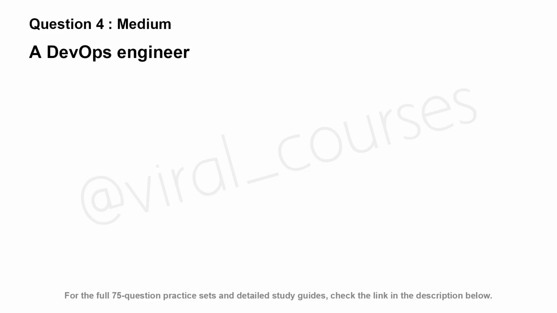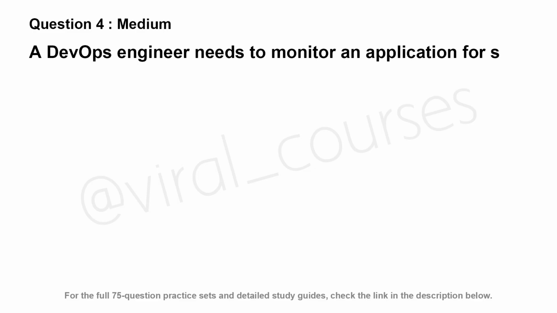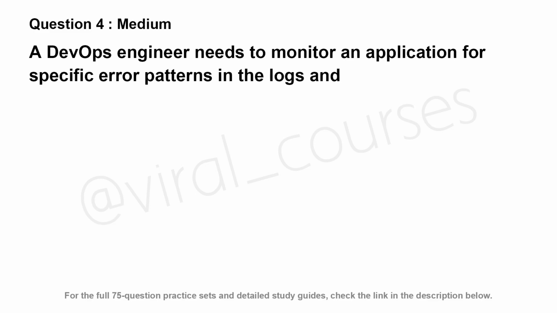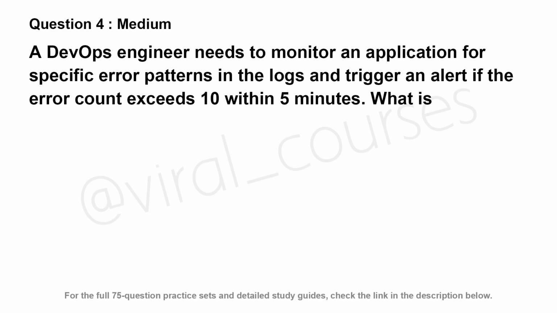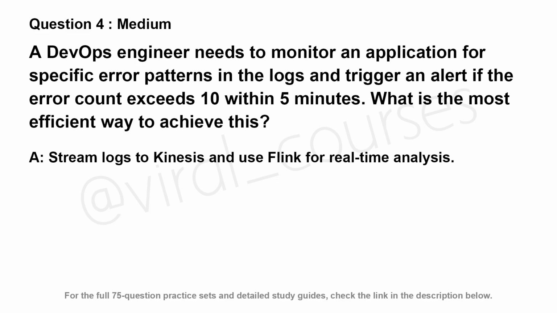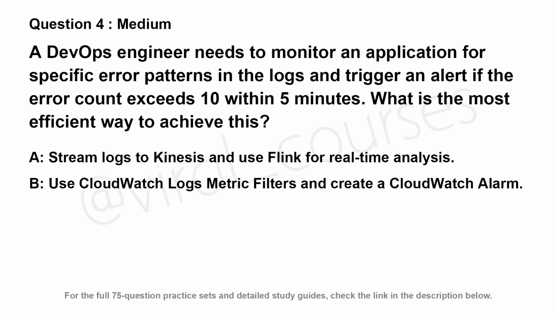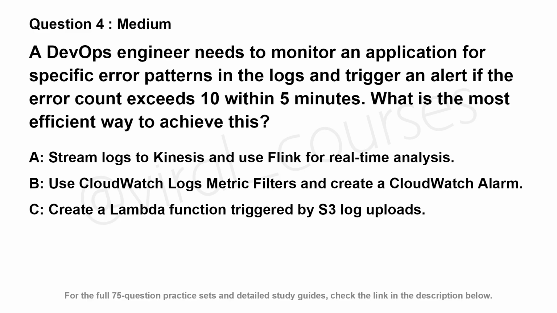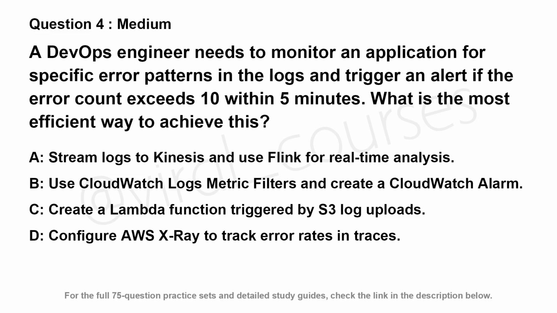A DevOps engineer needs to monitor an application for specific error patterns in the logs and trigger an alert if the error count exceeds 10 within 5 minutes. What is the most efficient way to achieve this? Option A. Stream logs to Kinesis and use Flink for real-time analysis. Option B. Use CloudWatch Logs metric filters and create a CloudWatch alarm. Option C. Create a Lambda function triggered by S3 log uploads. Option D. Configure AWS X-Ray to track error rates in traces.